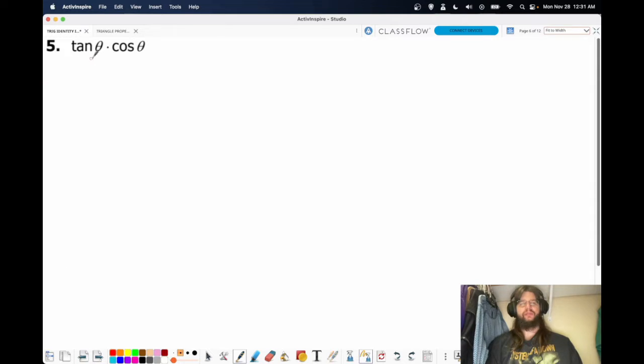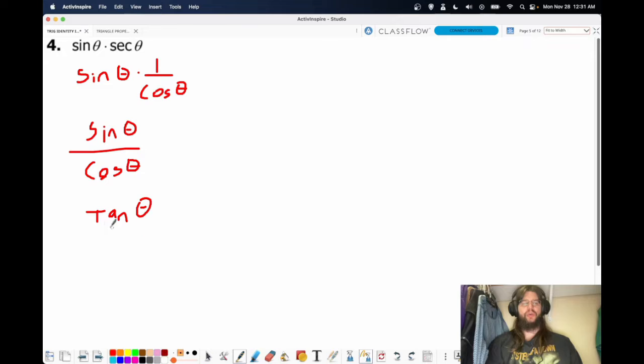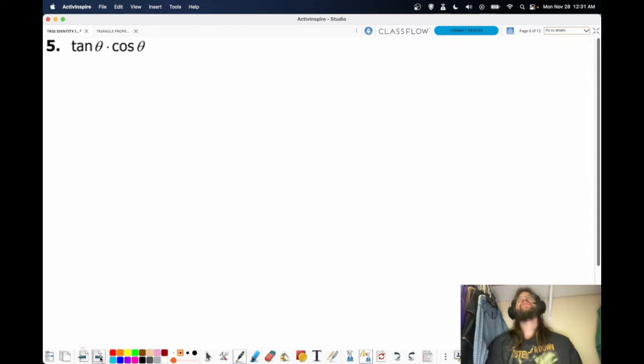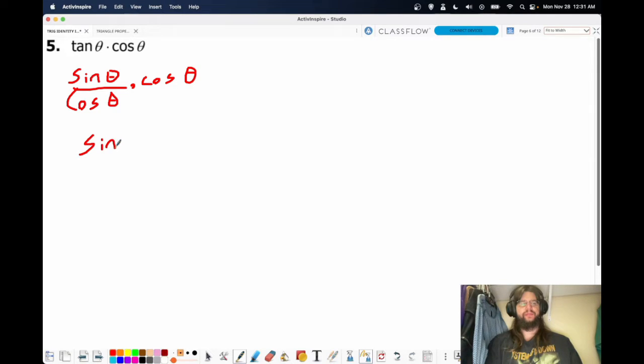Let's check this one out. We got a tangent times a cosine. What do? Write everything in terms of sine and cosine. Our goal here is to simplify, basically, to get it to one number or one trig function. So yeah, we're going to get this into one trig function. Tangent we just saw was sine of theta over cosine of theta times cosine of theta. And yeah, those cancel out. So we just are left with sine of theta. And let's move right along.